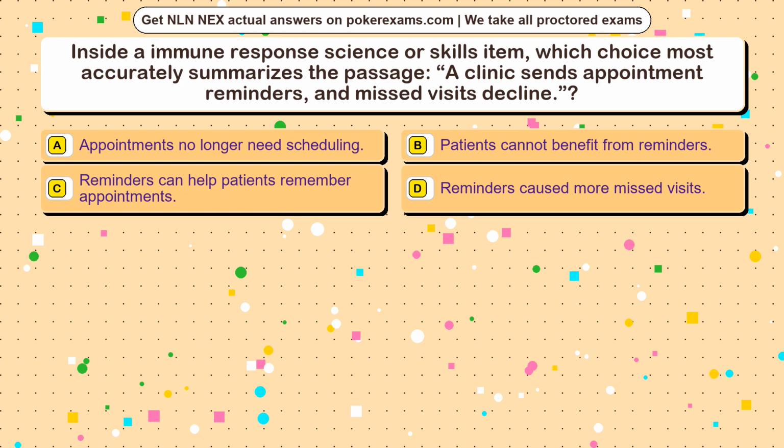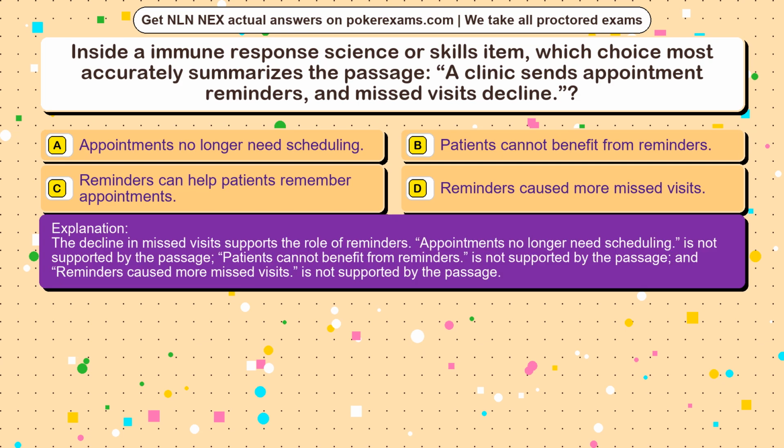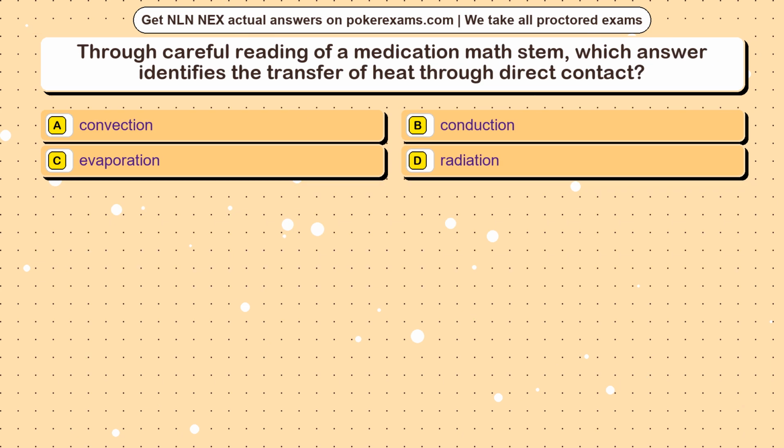The correct answer is option. The decline in missed visits supports the role of reminders. Appointments no longer need scheduling is not supported by the passage. Patients cannot benefit from reminders is not supported by the passage, and reminders caused more missed visits is not supported by the passage.